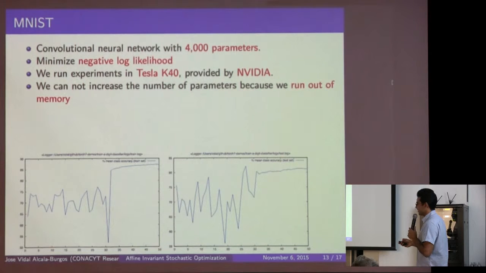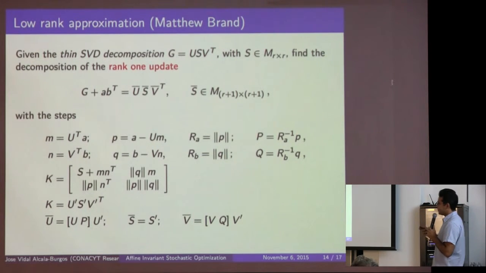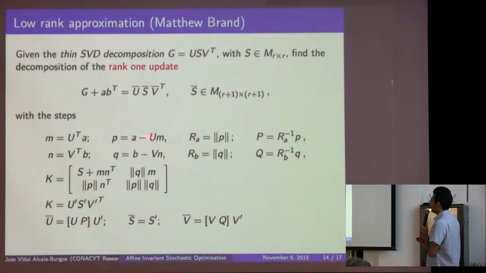And here comes this observation that for this algorithm, the updates are rank 1 updates. If you have an SVD decomposition for a matrix G, where here G will be the inverse of the Hessian, and you add a rank 1 update, then there is a very efficient way to calculate the SVD decomposition of this new matrix, right? Now we will have U hat, U bar, S bar, V bar, and this was done by Matthew Brand. And it's very simple steps.